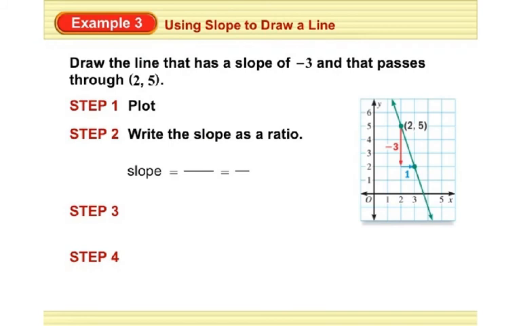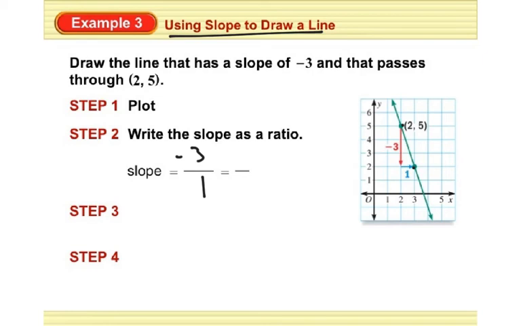Now for our final example, we're going to use slope to draw a line. Draw a line that has a slope of -3 that passes through point 2, 5. So first step, of course, we're going to plot 2, 5. Then we write the slope as a ratio. Well, we have a slope of -3, which, like any number, we can write as a fraction: -3 over 1.